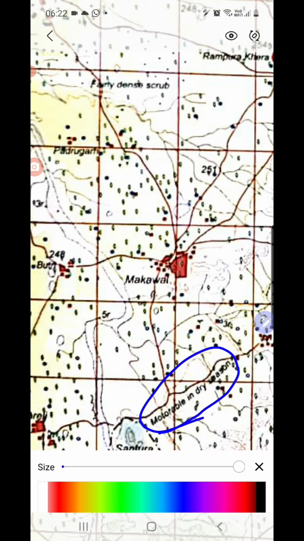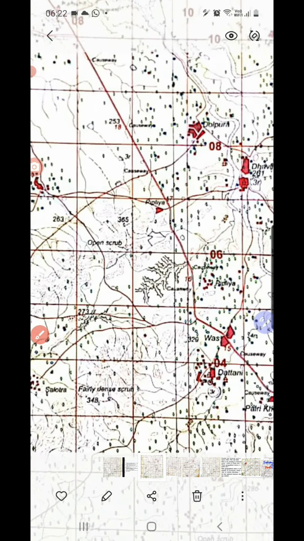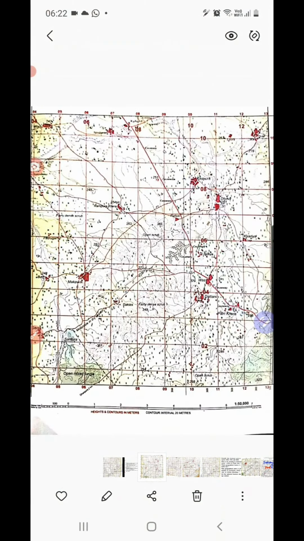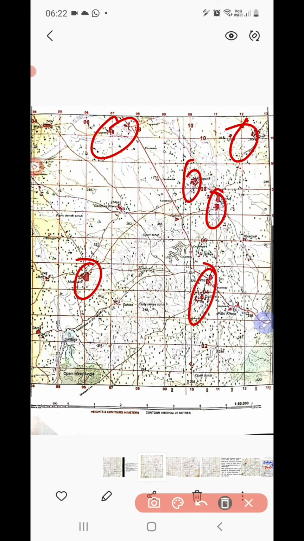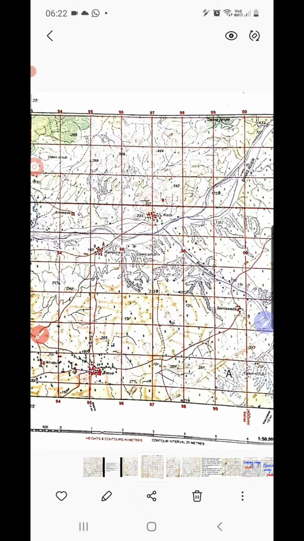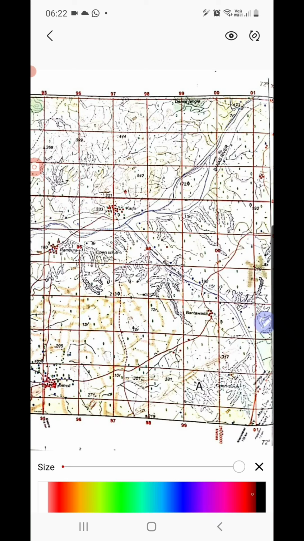Then we discuss what is the general pattern of settlement. You see, in most places you find nucleated settlement. These are all nucleated settlements. So the general pattern of settlement is nucleated. Then here the general pattern is linear. What is the general pattern of settlement? Linear. This is linear, this is linear. So here the general pattern of settlement is linear. Such kinds of questions can also be asked.